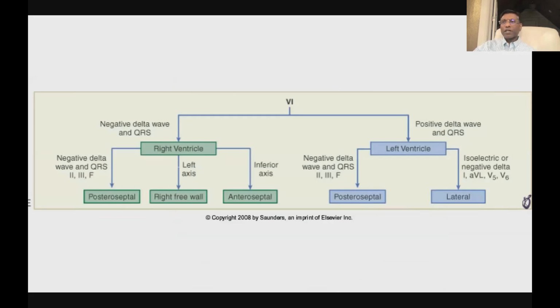A very approximate or rough way to look at it is look at V1, and if there is a positive delta wave and QRS in V1, then it's a left-sided pathway. And if it's negative in V1, then it's a right-sided pathway. What's an easy way to remember this? Simply very similar to bundle branch block.